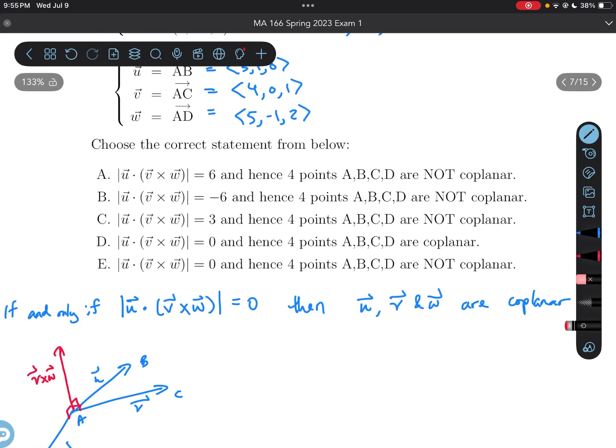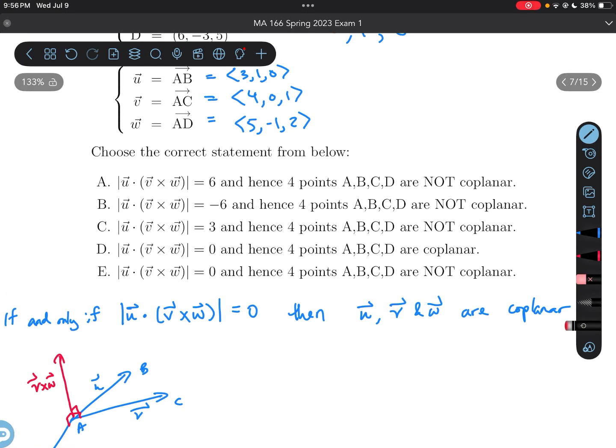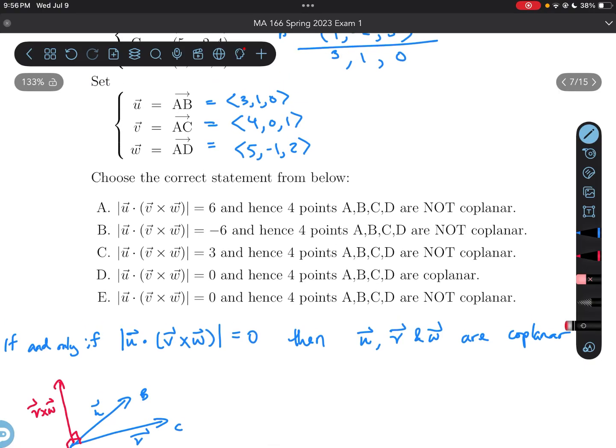Okay, so now that we know that, we just have to calculate this value over here. First we find the cross product of V and W. One way we can do that is using a determinant. The first row of the determinant is I, J, and K, where I, J, K are the fundamental vectors, I think that's what they're called. I is 1, 0, 0, J is 0, 1, 0, and K is 0, 0, 1. And it doesn't matter what order I put the two other vectors.